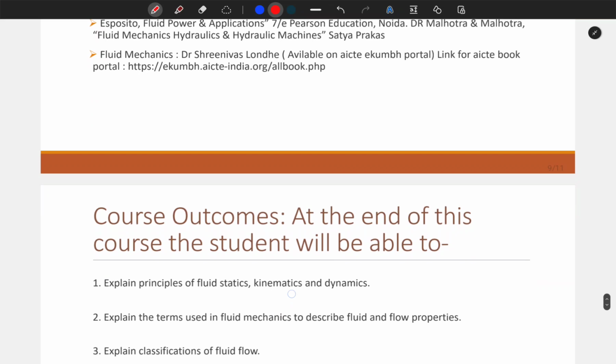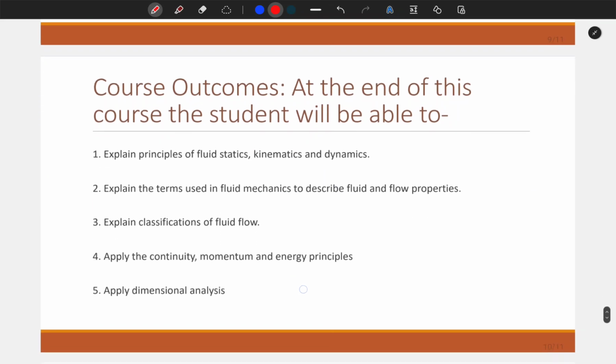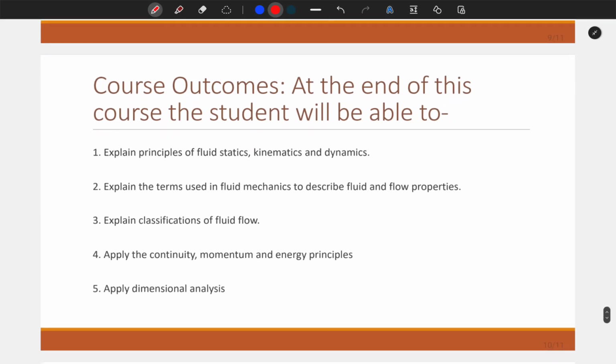Now, what are the course outcomes? These are the course outcomes. After studying this subject, these are the 5 outcomes which are expected to be fulfilled. Like we will learn the principles of fluid statics, kinematics and dynamics, which I have discussed earlier. And we can explain the terms used in fluid mechanics to describe fluid and flow properties. We will understand the fluid properties and flow properties.